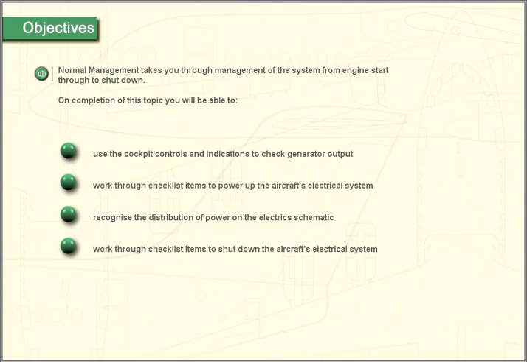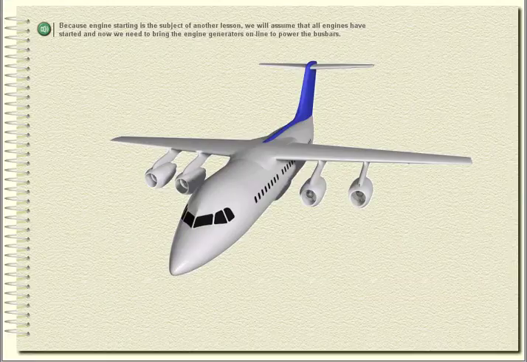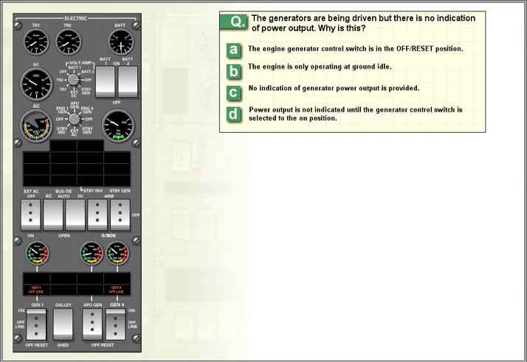Normal management takes you through management of the system from engine start through to shutdown. On completion of this topic, you'll be able to. Because engine starting is the subject of another lesson, we will assume that all engines have started, and now we need to bring the engine generators online to power the busbars. The generators are being driven, but there is no indication of power output. Why is this?